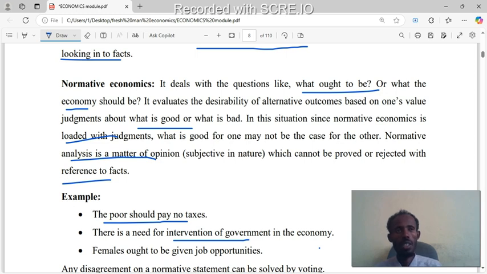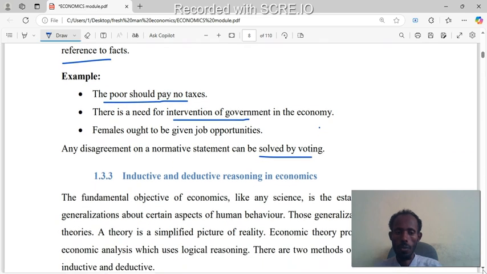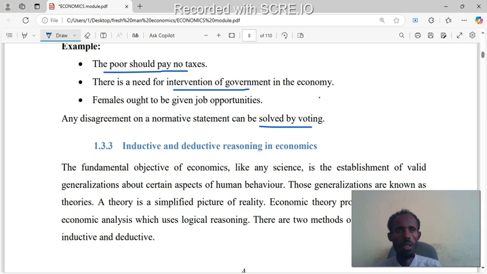So in general, if there is an opinion or judgment on a given economic idea, that is known as normative economic analysis. If there is no judgment, that is positive economic analysis. In normative economic analysis, any disagreement on an alternative system can be solved by voting. By voting, the stated normative statement can be accepted or rejected.